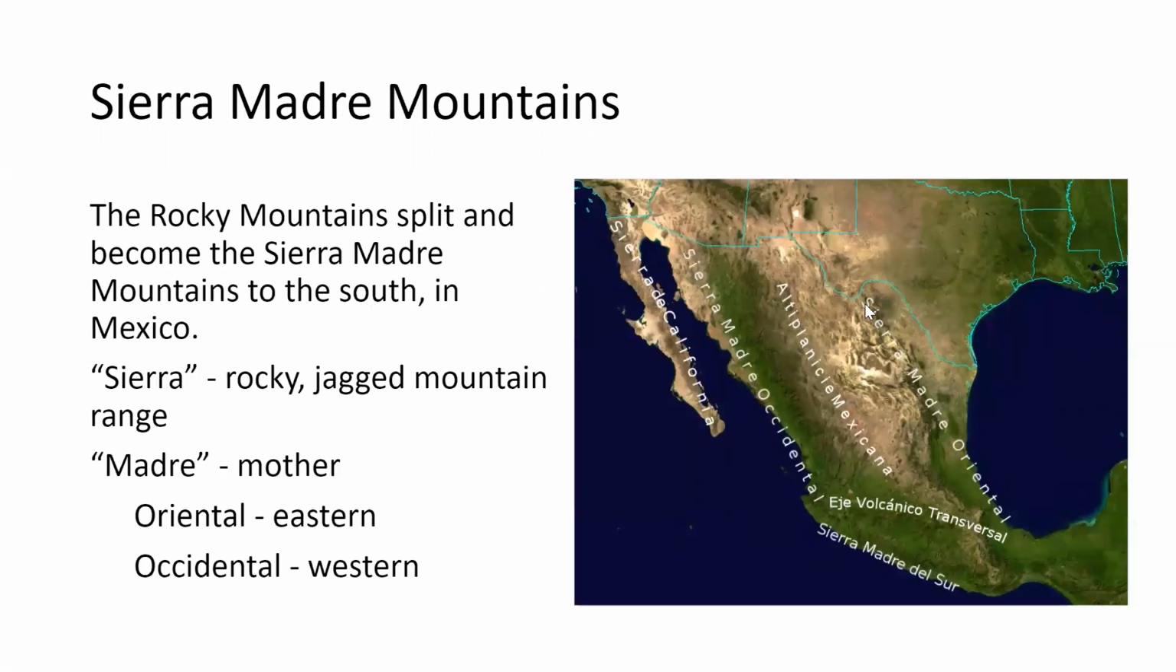Just a quick touch on the Sierra Madre Mountains, right? So the Rockies split and become two separate mountain ranges to the south as it extends into Mexico. So the word Sierra means a rocky, jagged mountain range. That's the translation of that word. And then Madre means mother. And then in Mexico, you'll see there's Sierra Madre Oriental, Oriental meaning Eastern, translation of that, and Sierra Madre Occidental. And we've just learned species with occidentalis is a specific epithet. So we know that means Western, with a kind of a dry, plain rain shadow area in the center.